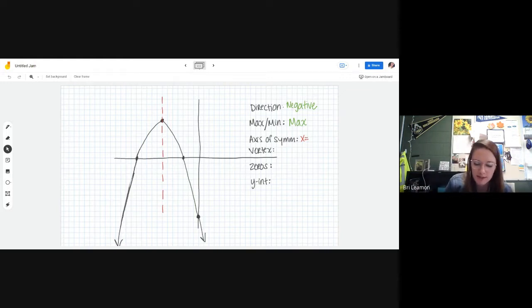Now let's count over to see what our x value here is. And that is negative 1, 2, 3, 4, 5, 6, 7. So our axis of symmetry is x equals negative 7.